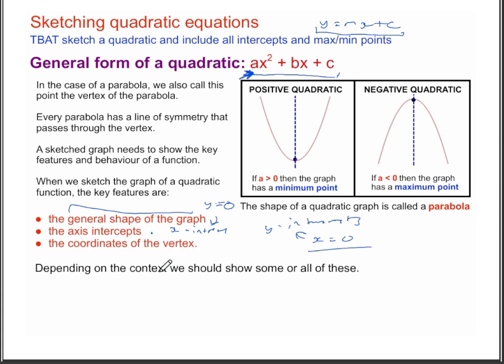And finally, the coordinates of the vertex. What exactly is the vertex? It's the turning point of the curve that splits that curve into two symmetrical parts. So if you draw a line down the middle through that vertex, that will be a line of symmetry, meaning the left side would be equal to the right side. Okay?